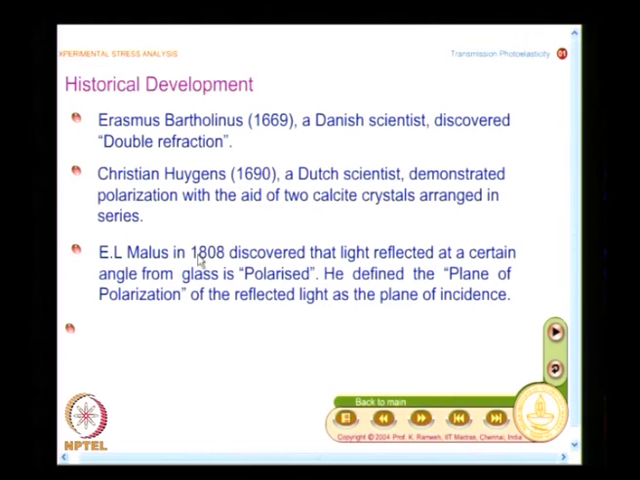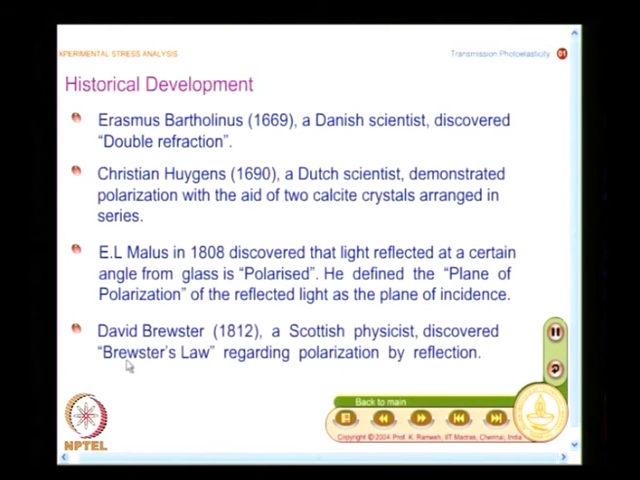Then you have Malus in 1808, who observed that light reflected at a certain angle from glass is polarized, and he defined the plane of polarization of the reflected light as the plane of incidence. That is a definition he has used, and it was Brewster who developed this Brewster law. So, what you find is double refraction is crucial, that is how crystals behave, and even for this understanding it took almost 150 years. It is not so simple.